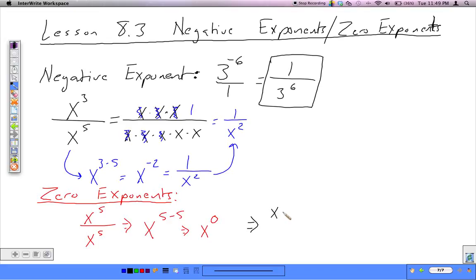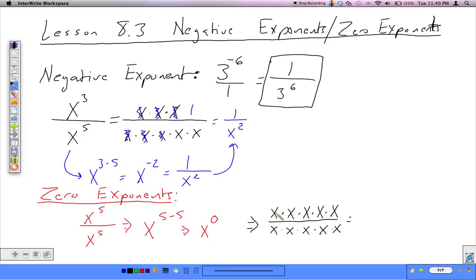I have how many x's on top? 5 of them according to my problem. And I have how many on bottom? Once again, 5 of them. Now if I have 5 of them, we've talked about the fact that these can cancel.